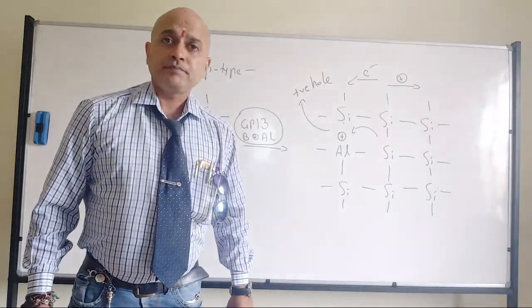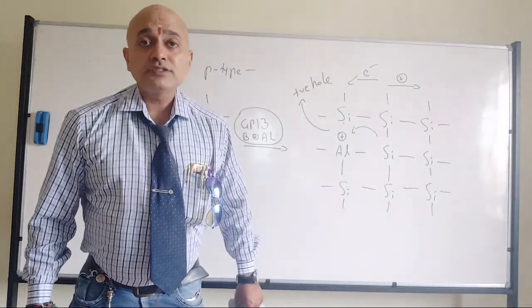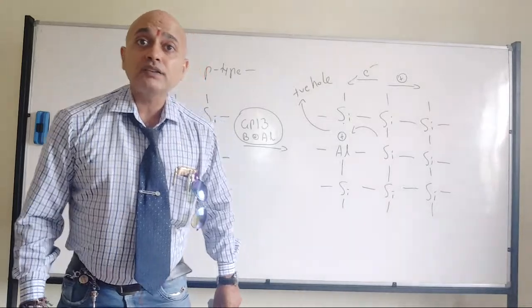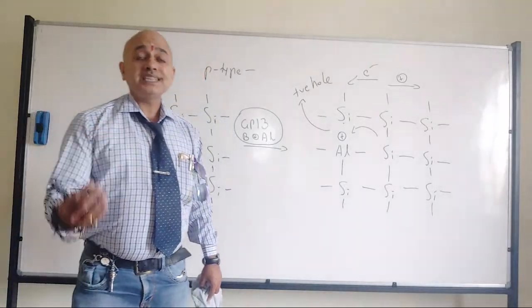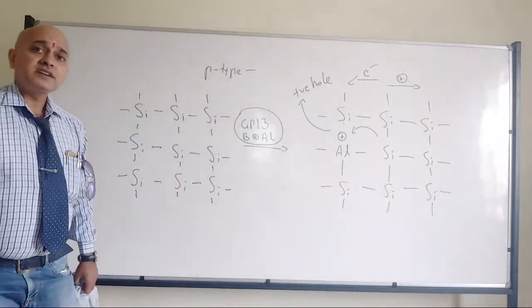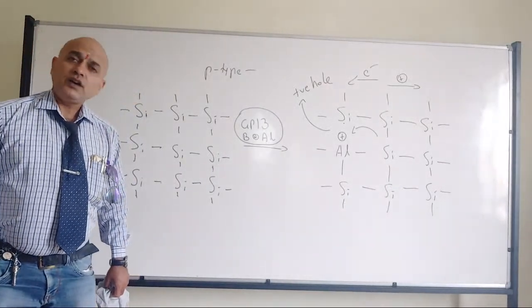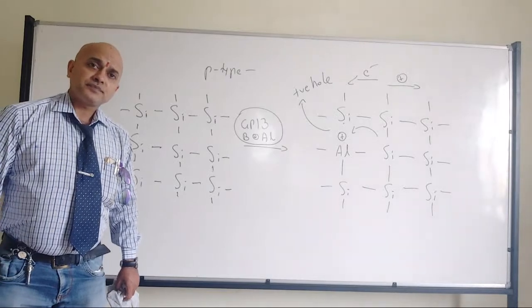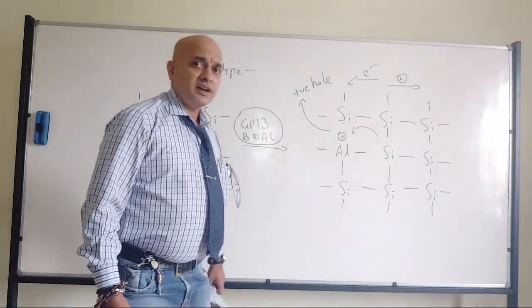All of you have understood? So why are they called P type? Because there is a movement of positive holes. So therefore they are called P type semiconductors. All of you agree? So we'll move to the next one.